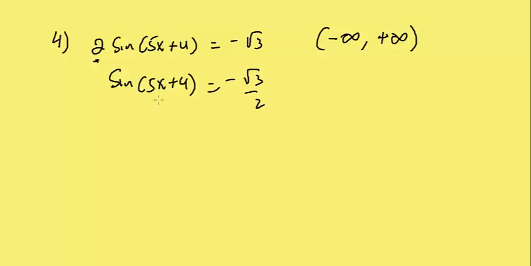If I just had an x right there rather than 5x plus 4, this would be easy, but it's not. It says 5x plus 4. So what we're really asking is sine of, and we'll just call this our little box, something. That should give me negative rad 3 over 2. So what can I put in that box to give me negative rad 3 over 2 for sine?